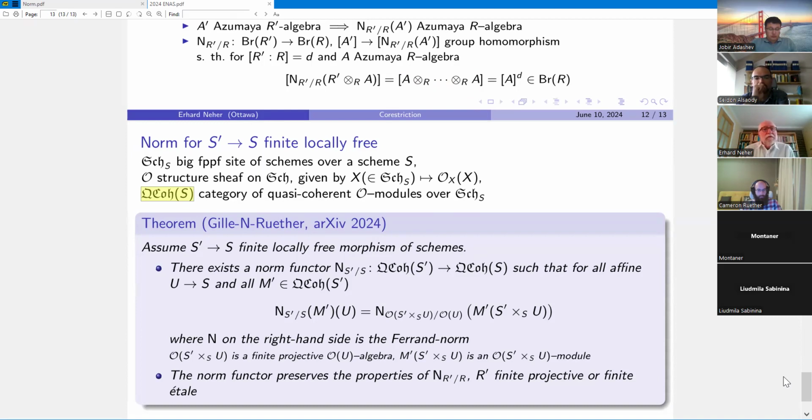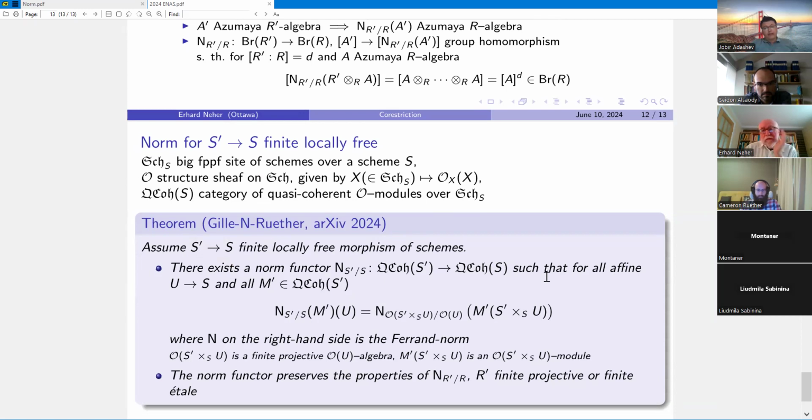And then the canonical extensions of what I have told you before over rings remain true. Namely, if S prime over S is a finite locally free morphism of schemes, we can define a norm functor from the category of quasi-coherent modules over the scheme S prime to the quasi-coherent modules over S, which has the following property.